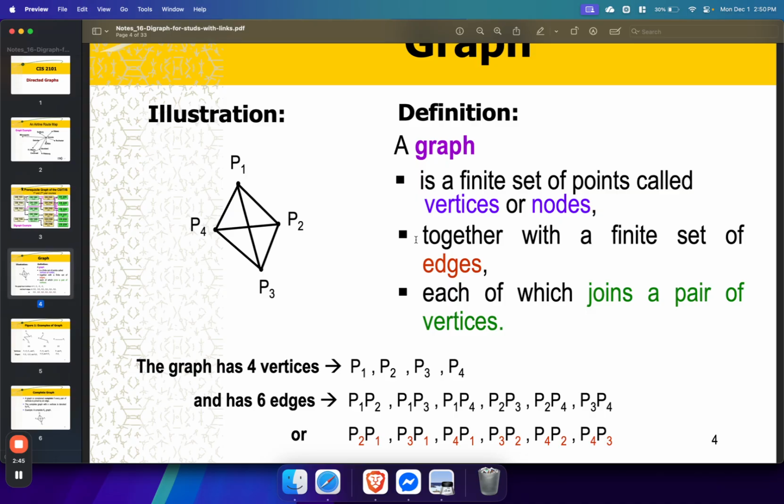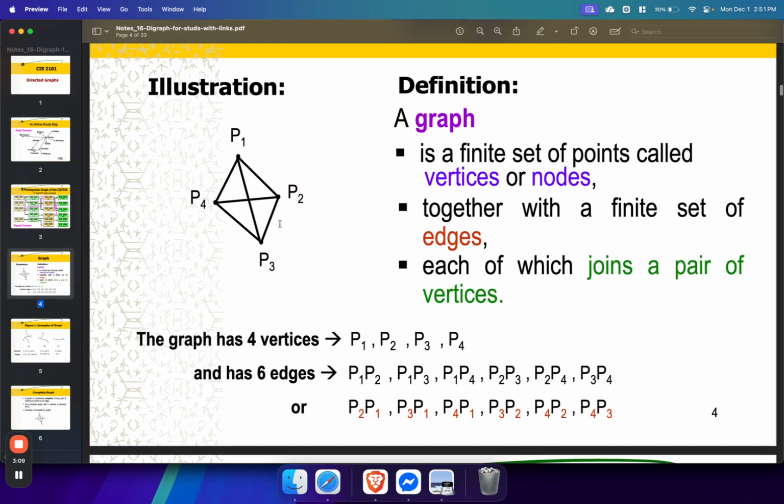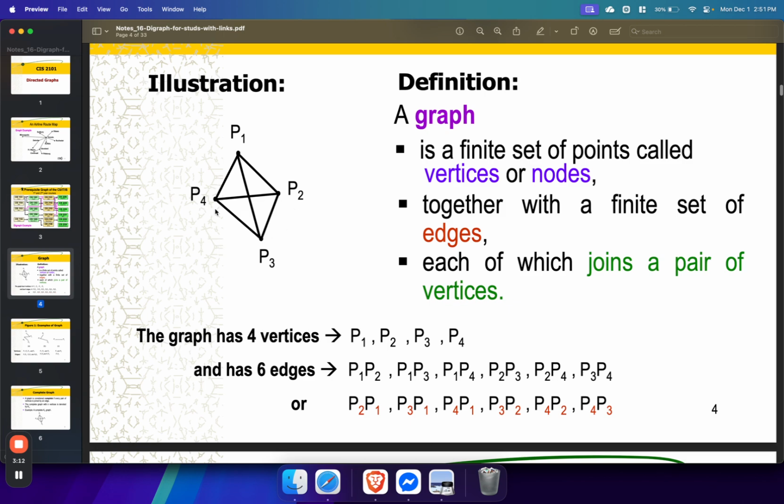Next, those vertices have to be paired with a finite set of edges as well. These edges are what join a pair of vertices. An edge is a line going from one vertex to another vertex. In this specific illustration, our graph has four vertices, P1, P2, P3, and P4, and it has six edges, or six lines.